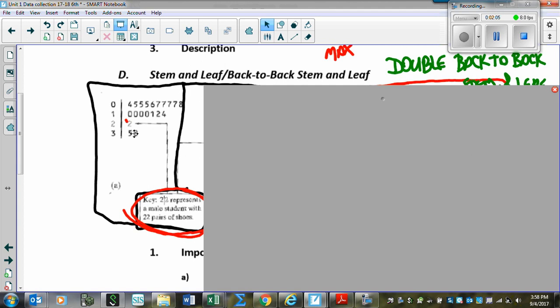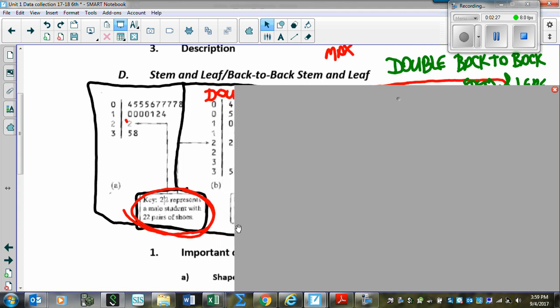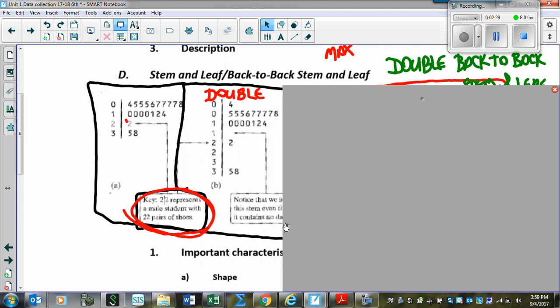Okay, and so this is just a regular stem and leaf plot. Make sure you have the key. Put a title on there too. The next type is called a double stem plot, and what the double stem plot will do is take each of the stems and split them in half. Okay, and so there'll be 2 of each stem. So you'll see here with the double stem plot.